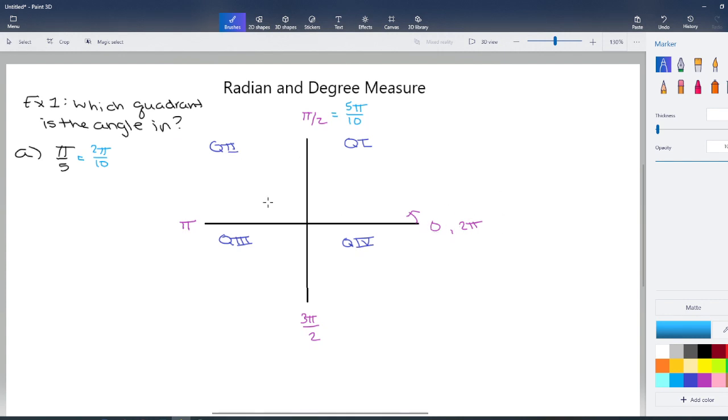Okay? So we can see that our angle, 2 pi over 10, is going to be between 0 and 5 pi over 10, right? Meaning that that angle will fall in the first quadrant. So that would be our answer. It's in quadrant 1.